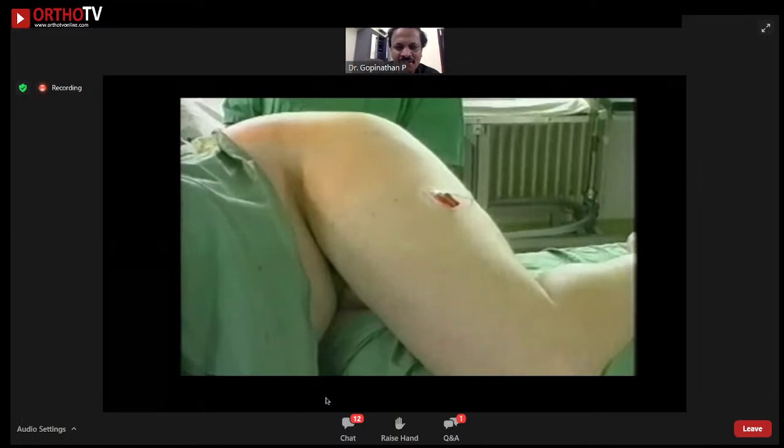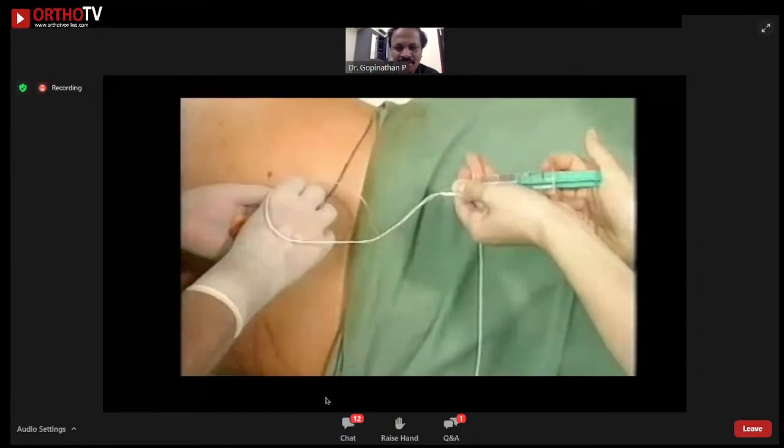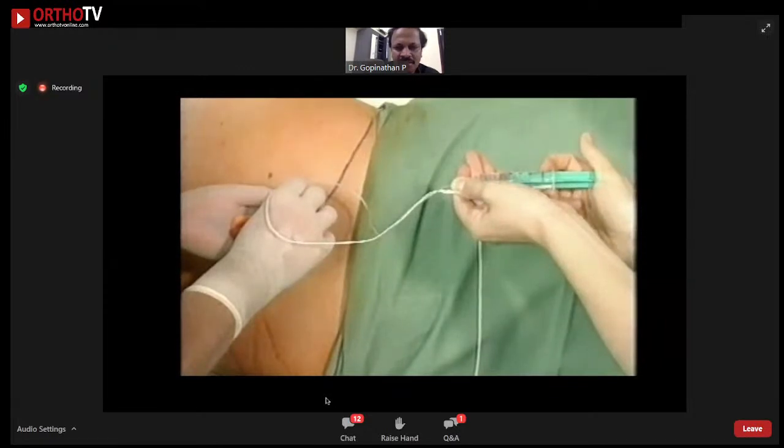Locating the needle at the lumbar plexus gives adequate pain relief, and this drug, when injected into the psoas compartment, cannot escape anywhere. It is a tense compartment and it acts well. So this is a simple single shot technique.